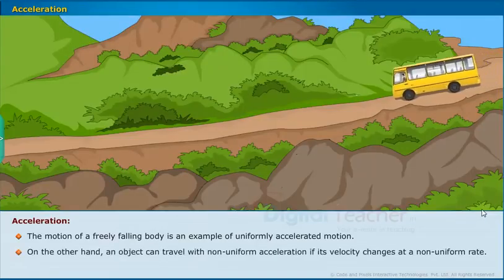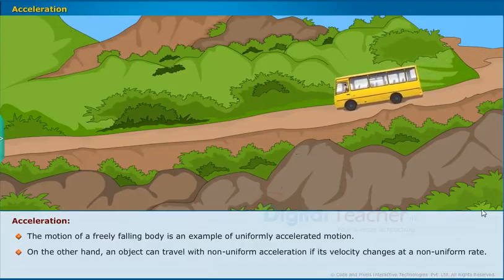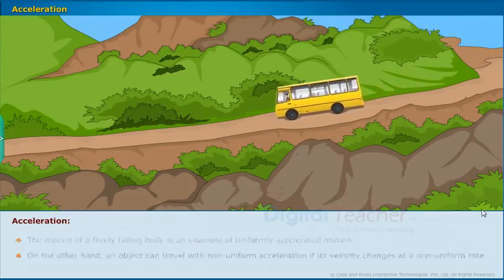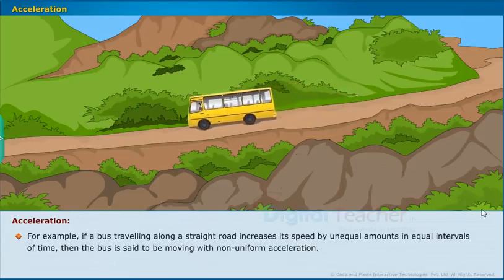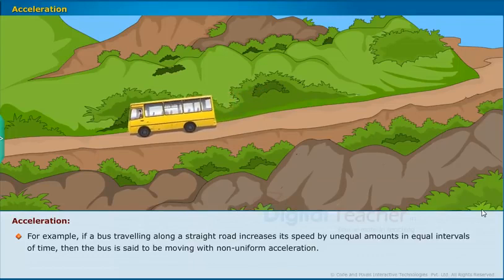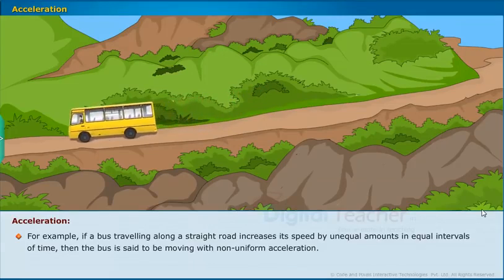On the other hand, an object can travel with non-uniform acceleration if its velocity changes at a non-uniform rate. For example, if a bus traveling along a straight road increases its speed by unequal amounts in equal intervals of time, then the bus is said to be moving with non-uniform acceleration.